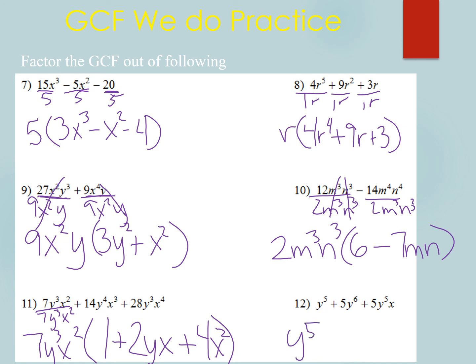Only one term has an x, so they don't have that in common. So I'm just dividing by y to the 5th. So y to the 5th divided by y to the 5th is 1, plus 5y to the 6th divided by y to the 5th is 5y. And then 5y to the 5th x divided by y to the 5th is 5x. So that is the final answer there for number 12.